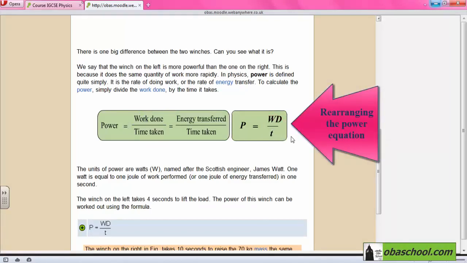Rearranging the power equation, work equals P times T, and T equals work over P.